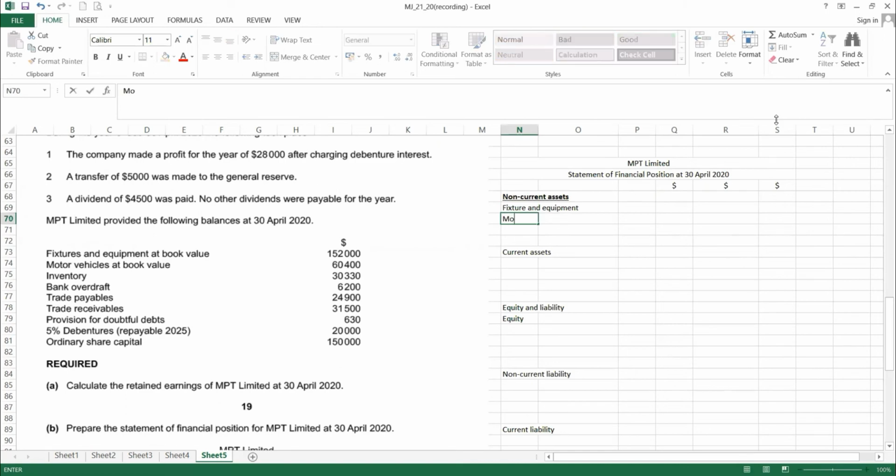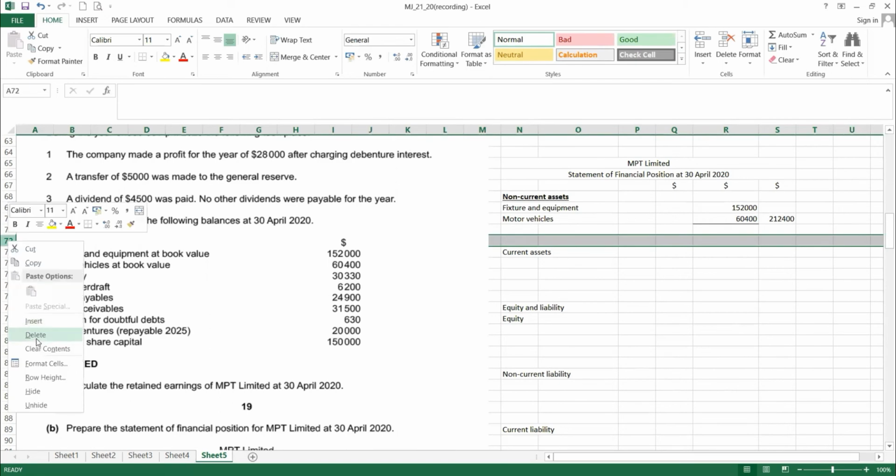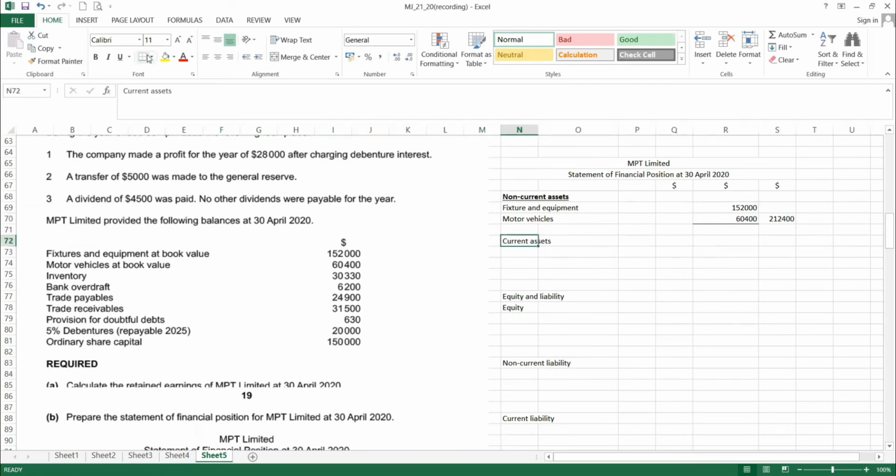Furniture and equipment, motor vehicle. Okay, so put in the amount 152,000, and then motor vehicle 60,400. So add these two amounts. Okay, so we put in the subtotal because no other asset already. So this is the extra, we just take it out.